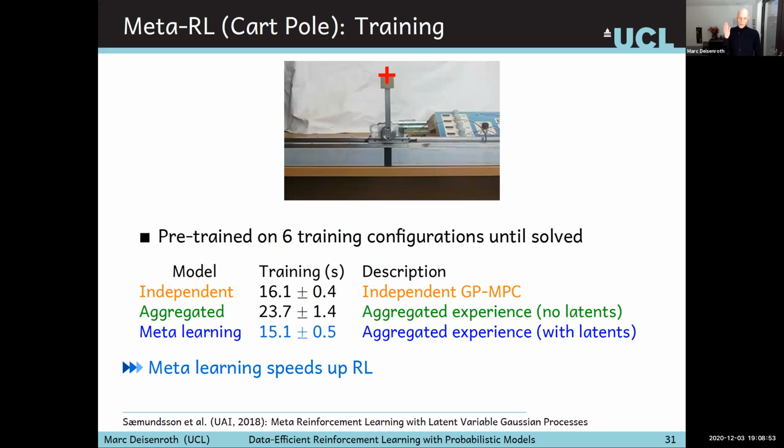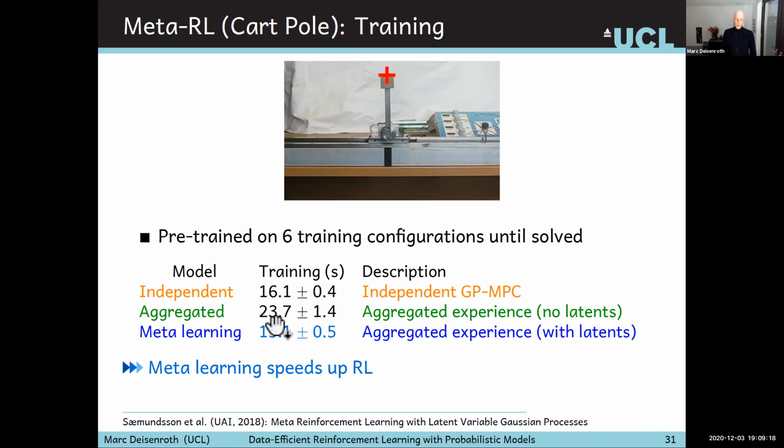And so the obvious approach is if we just train on these tasks independently, or train the model independently, then we would need approximately 16 seconds of data to learn a good controller that solves all of these six different configurations of the cart-pole system.